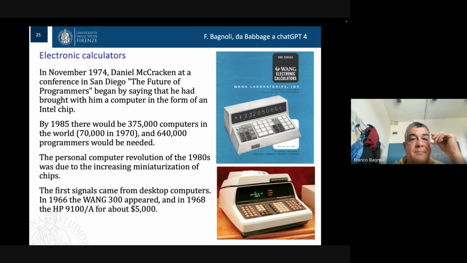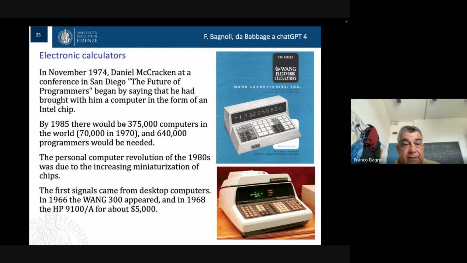Now we shall come back to the market, because from now on the market will be the dominant force in the evolution of at least a field of computer science. The first mass products using electronics were essentially calculators. These are Wang electronic calculators. We shall meet Wang again in a moment in the field of electronic publishing.